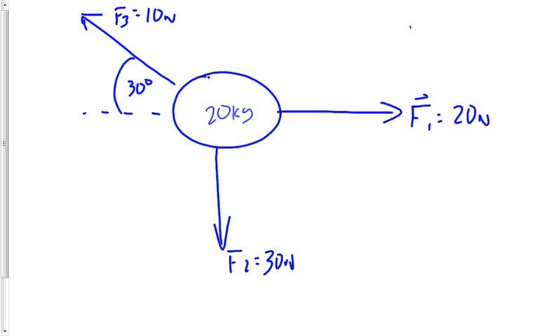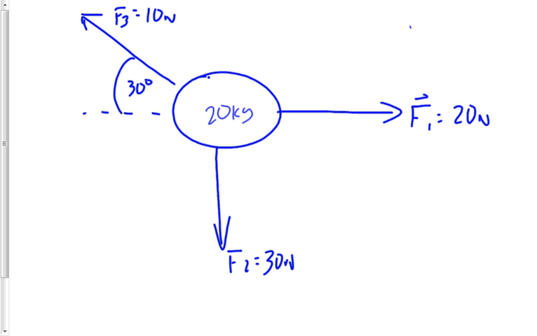Well, we know that whenever we have multiple forces, we should draw a free body diagram. The good news is the free body diagram is already drawn for you on this question. We don't need to draw a free body diagram. The next step is to say F net is equal to the sum of the forces. We're still going to do that.